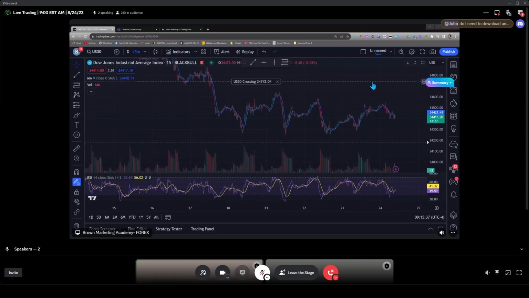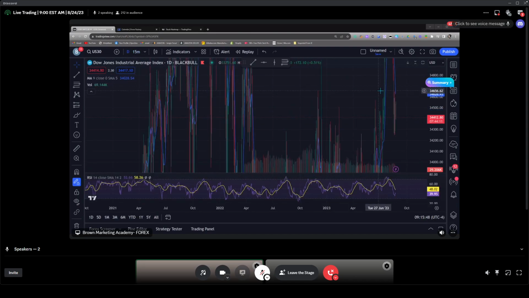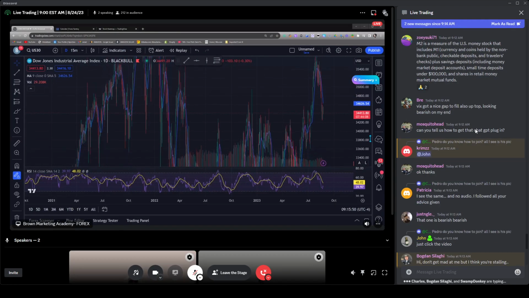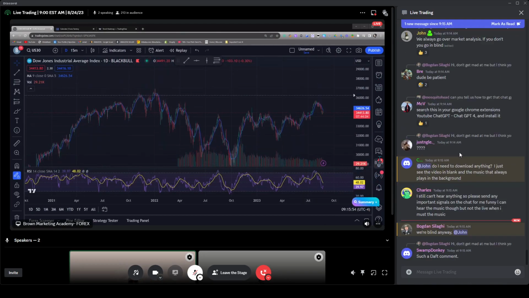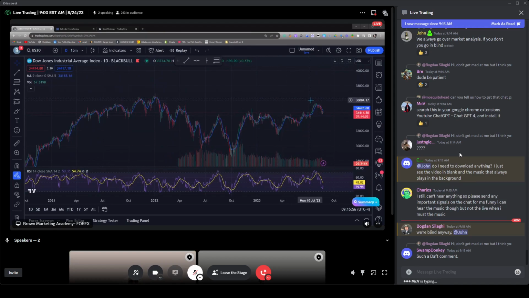Let me get rid of these alerts I had from previously. All right, so I have a clear, fresh chart here. We're going to start on the daily. We're going to go through this a little bit fast because I want to be able to get to the market as soon as possible. All right, so we start on the daily. Let me get rid of this here.